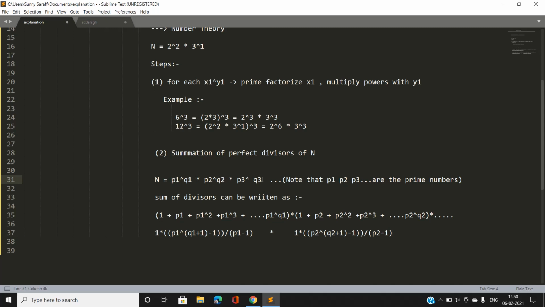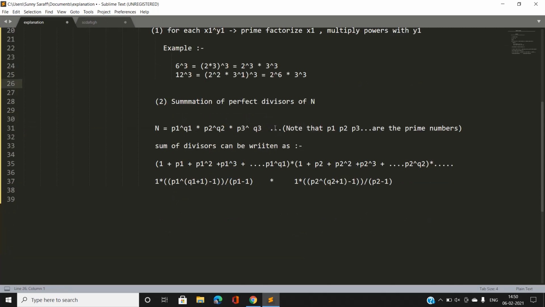Note that p1, p2, p3 are prime factors, and n can be represented by prime factorization also. Note that before that, what I have done is, for x1 power y1, x2 power y2, to convert to a prime factorization I have used the base, and actually I have prime factorized the base and adjusted the powers accordingly with y1, as you can see from the example here also.